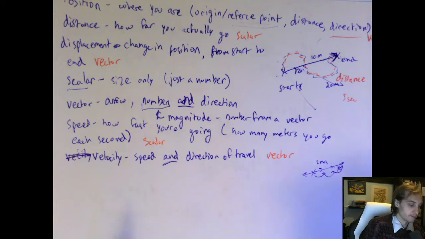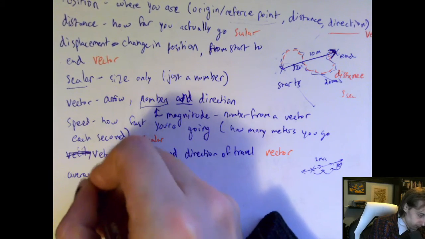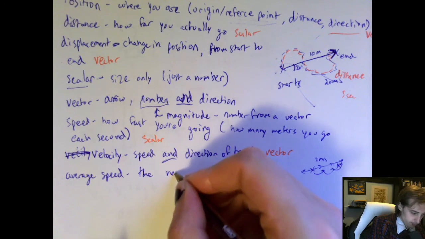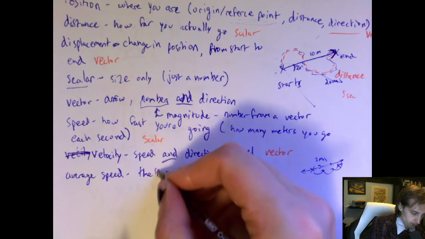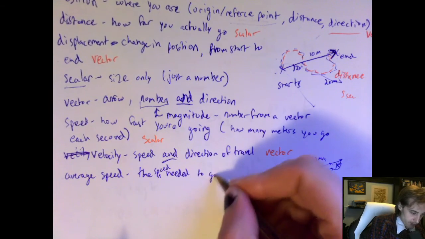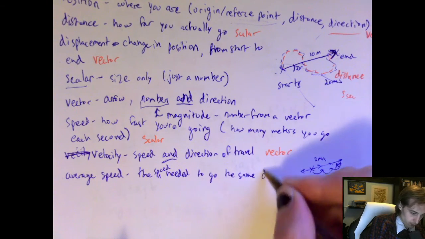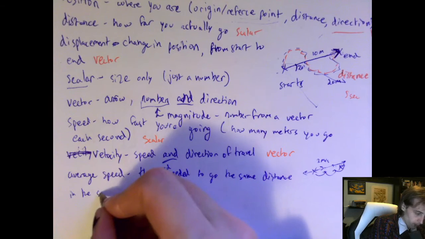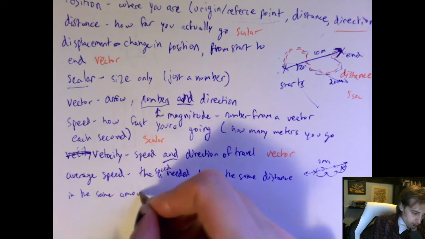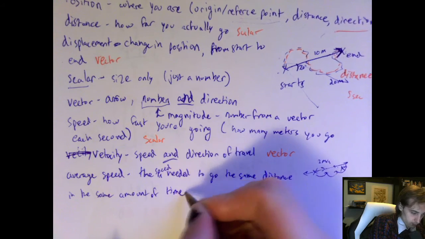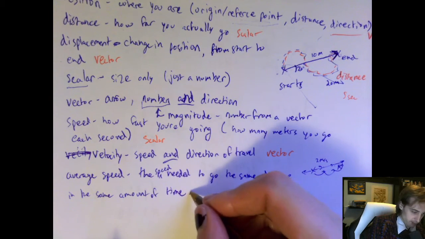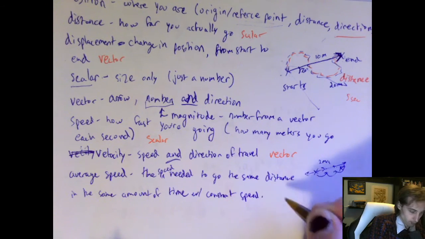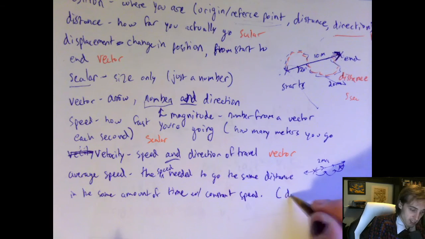So your average speed is the speed needed to go the same distance in the same amount of time with a constant speed. So this one winds up using distance.